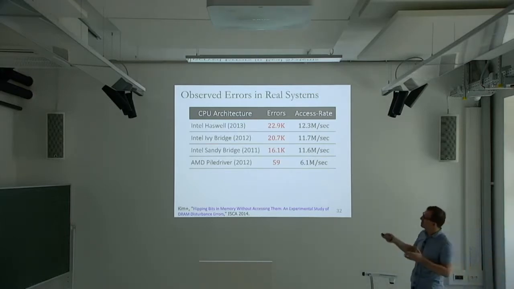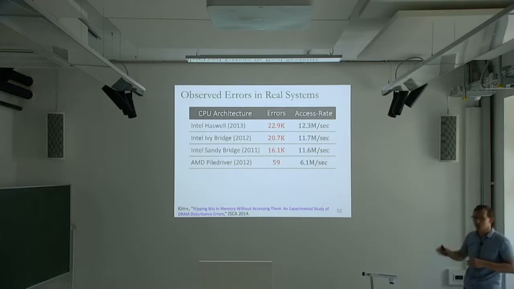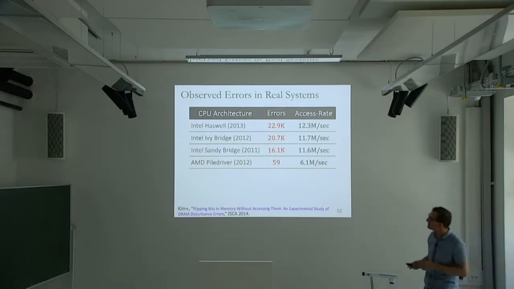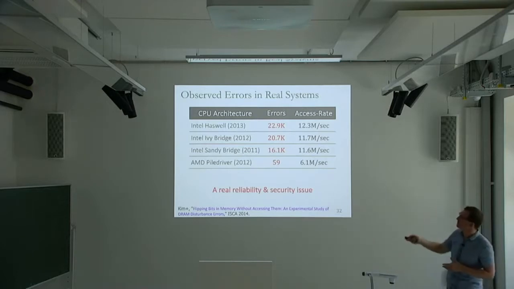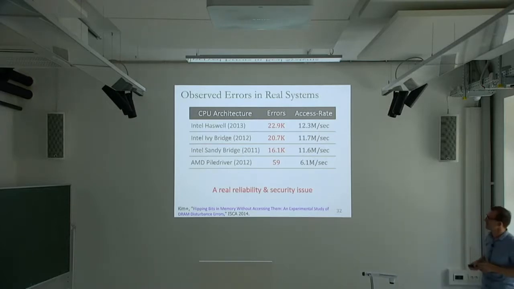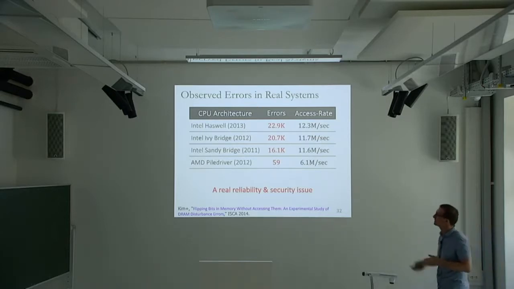I mean, you could argue that there are some idiosyncrasies, of course, but the access rate is low. That's why you don't get a lot of errors in this particular controller. But this was just our chance. Other AMD controllers are pretty good at inducing a lot of errors also. This just means that this particular machine did not have a very high access rate.